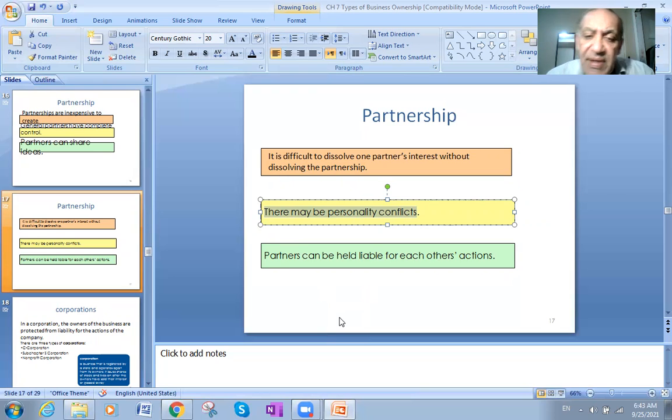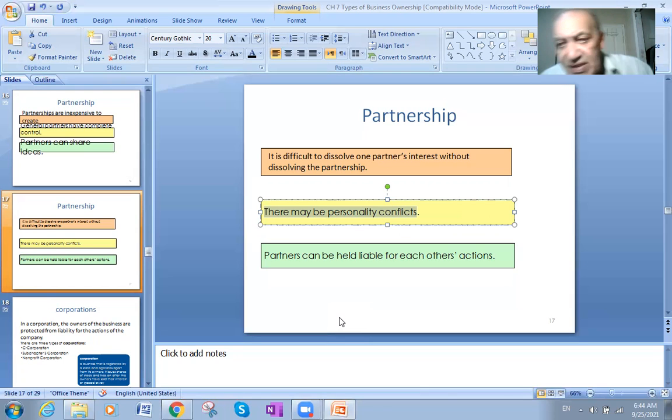There may be personality conflict, sometimes with 4 or 5 persons. The more the partners, the more the conflict, because we will never agree on one idea together. So sometimes this is good and sometimes it's bad.